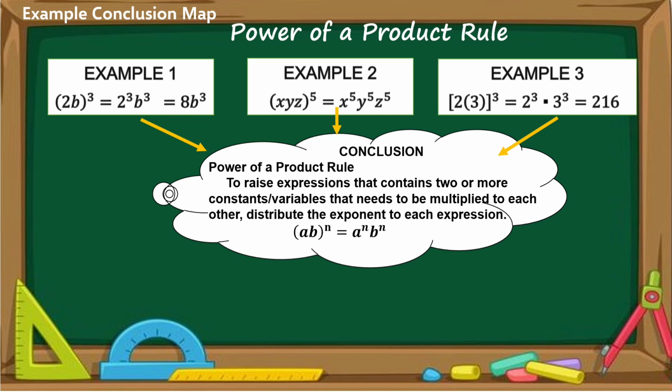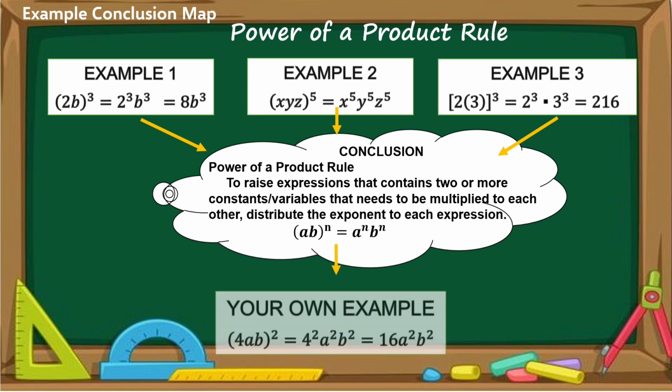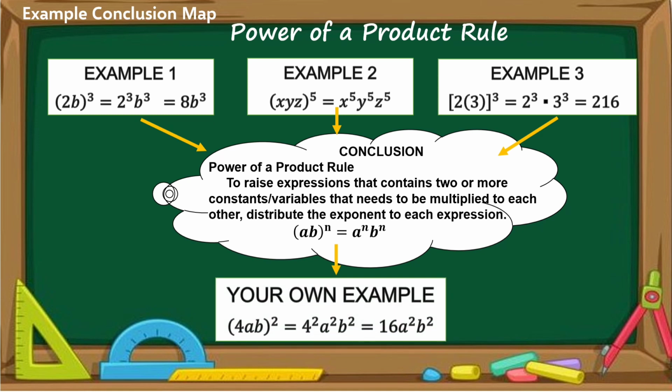From this idea, we can produce our own example as (4 times a times b)^2. It is equal to 4^2 a^2 b^2. The value of 4^2 is equal to 16. Therefore, the final answer is 16 times a^2 b^2.